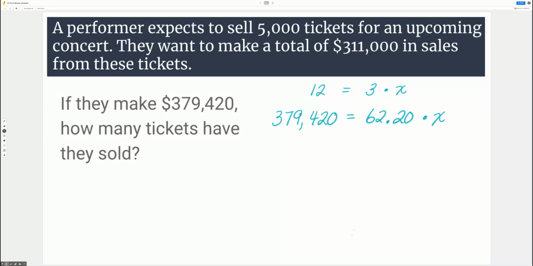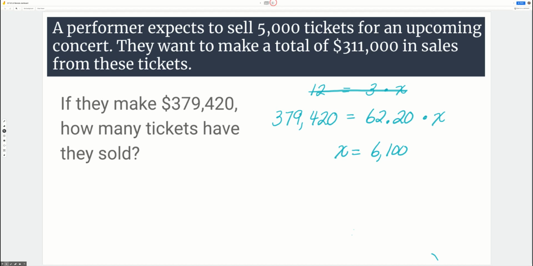So I'll type in the 379,420. I'll divide it by 62.20. And I'm going to discover that x, my unknown number of tickets, is 6,100. So I've got to sell 6,100 tickets in order to make this much money. So that was number 4. Make sure you record that equation. You don't need to record this at the top, but please record the rest.